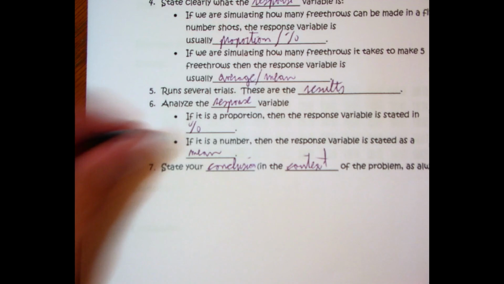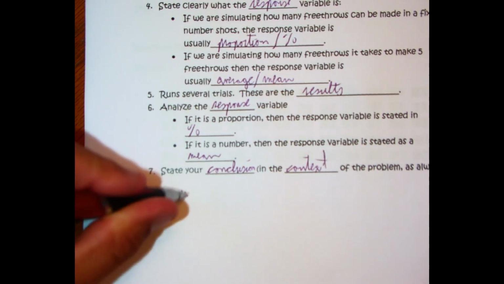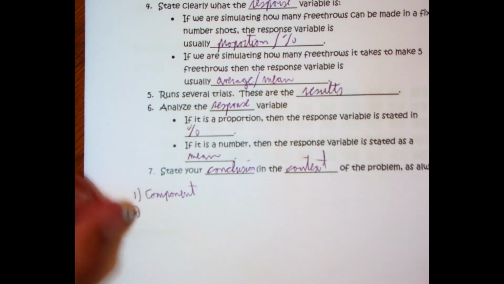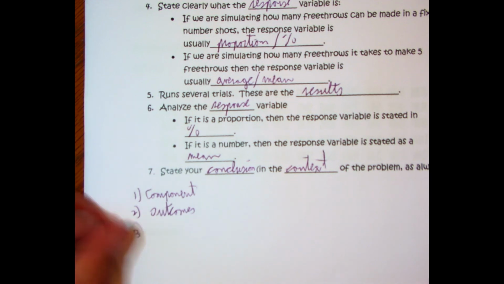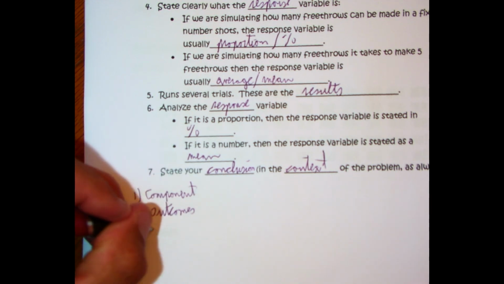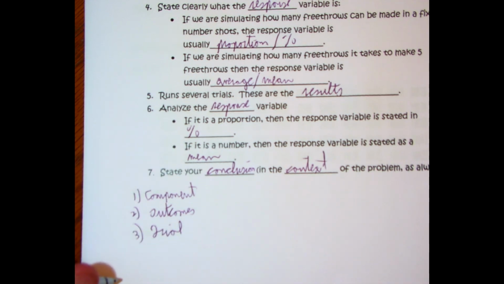Okay, so you must talk about the component, what it is you're simulating. The outcomes, assign the numbers. 3. What does a trial consist of? Okay, well we're going to select random 2-digit numbers until the person makes 5 free throws. Then the trial ends. Or we're going to select 10 random 2-digit numbers and figure out how many free throws the person made out of 10. Then the trial is over. Okay.